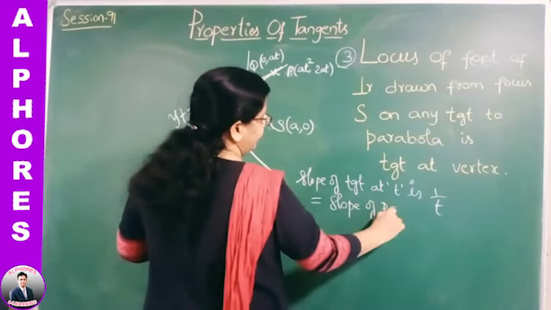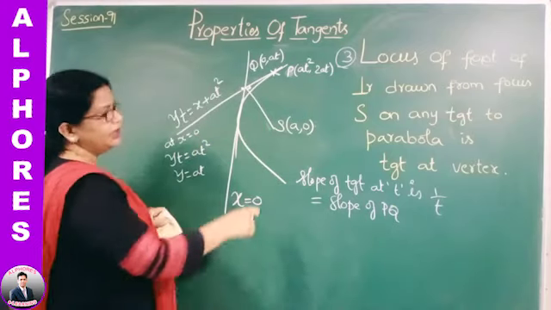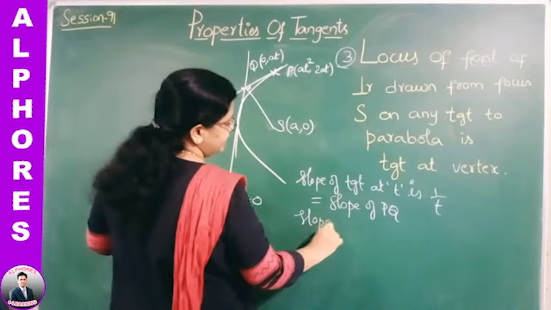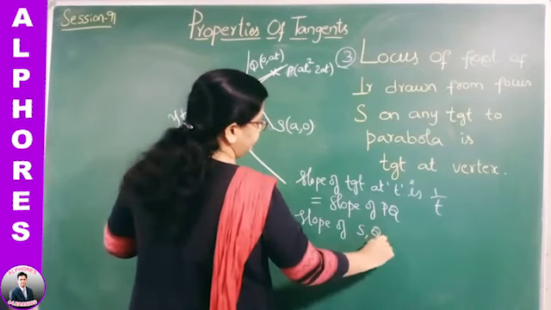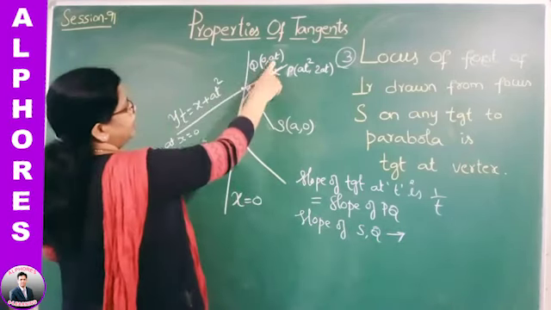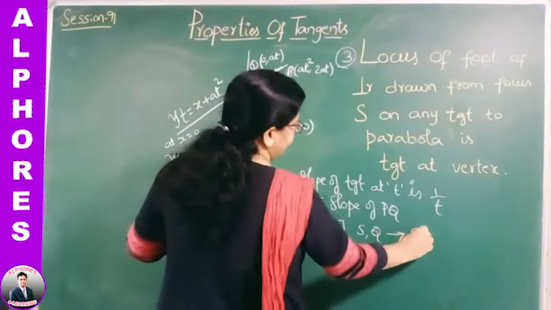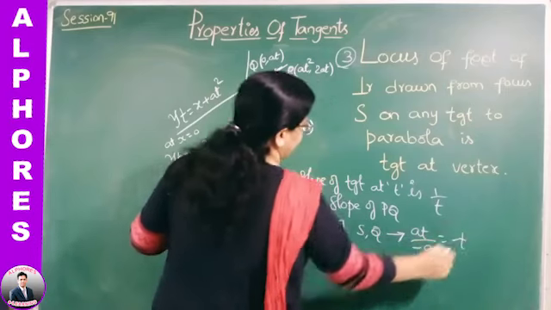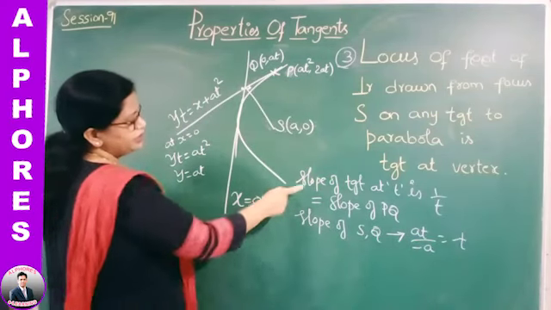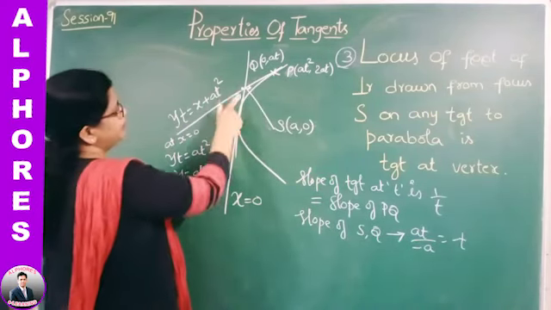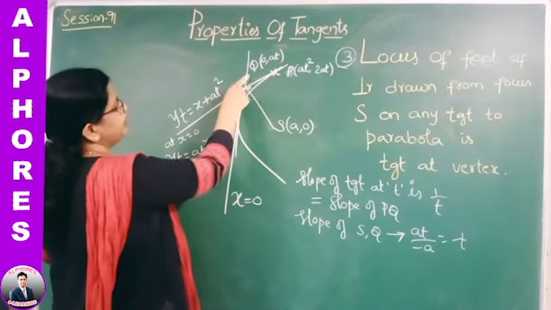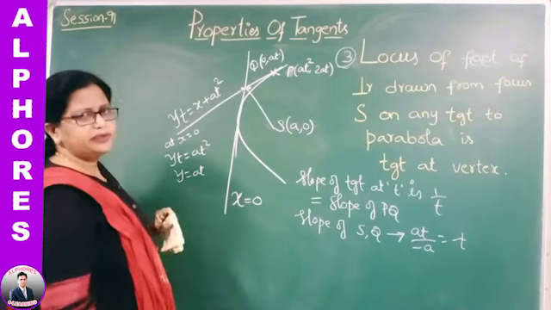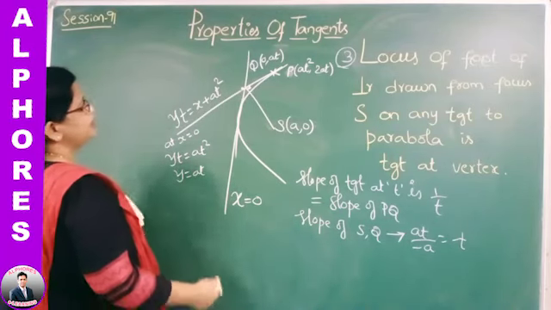And now what about the slope of the line joining S and Q? The slope of line joining S comma Q is equal to 80 minus 0 divided by 0 minus a, therefore this is minus t, and you can observe clearly these two are at right angle, which implies the point of intersection is exactly on the tangent at vertex. In the other way also you can do the same proof. What is the other way?